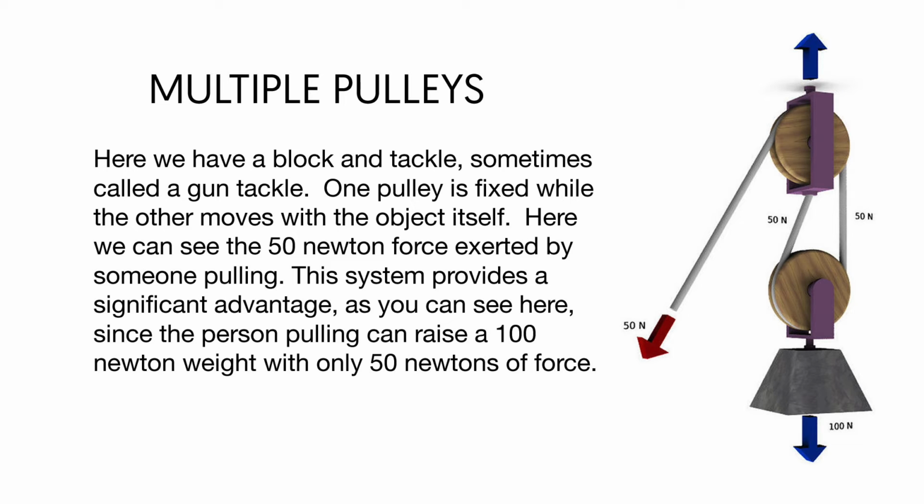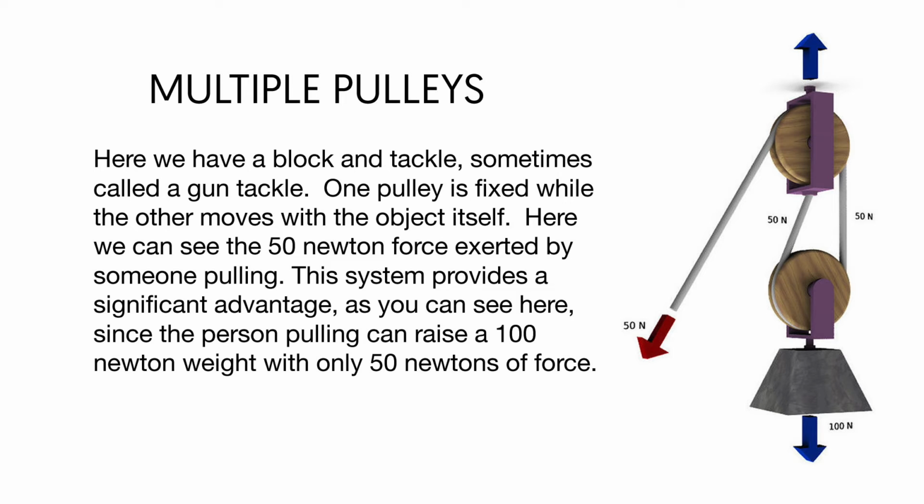Here we can see the force exerted by someone pulling with 50 newtons. That force goes around the pulley and acts on the weight, but then it goes around the second pulley, once again acting upon the weight. That original 50 newtons of force acts towards raising the weight every time it circles the pulley. This provides a significant advantage, as you can see here, since the person pulling can raise a 100 newton weight with only 50 newtons of force.